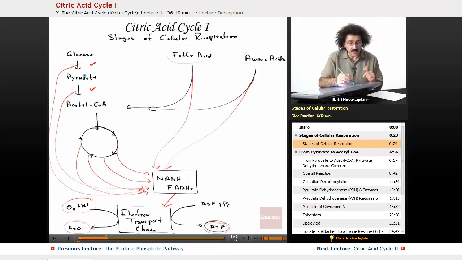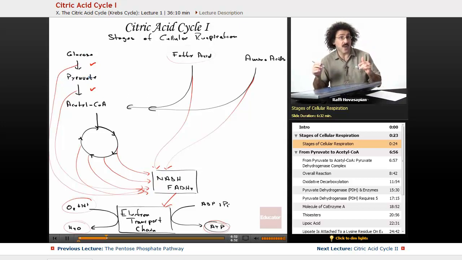So again, we did glucose to pyruvate. Today we're going to do pyruvate to acetyl-CoA. So let's get started.